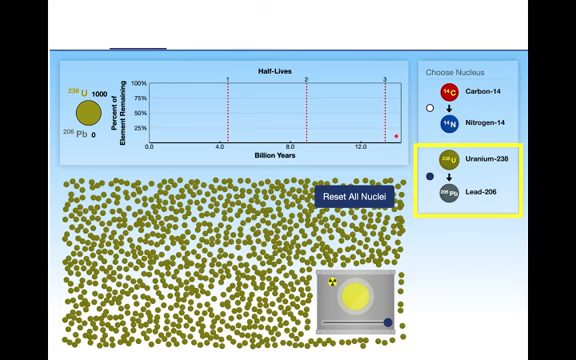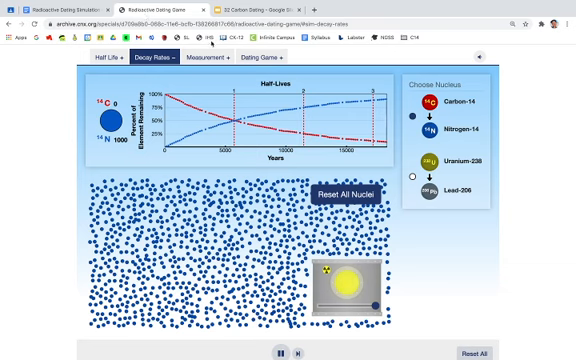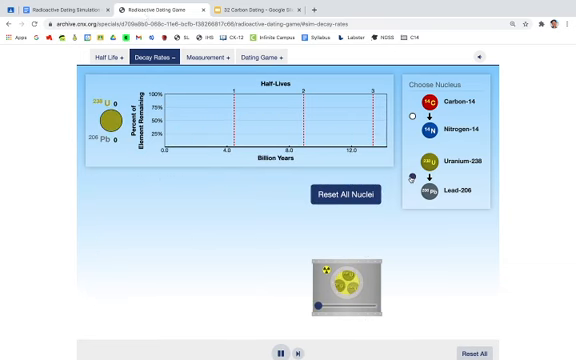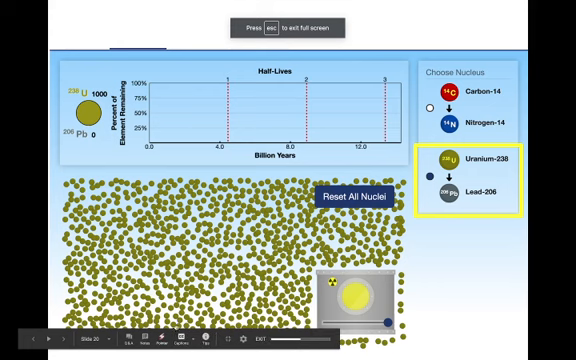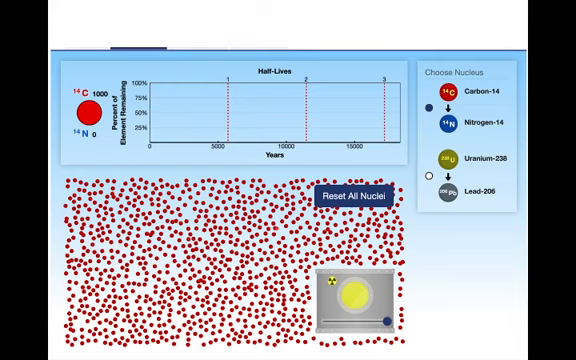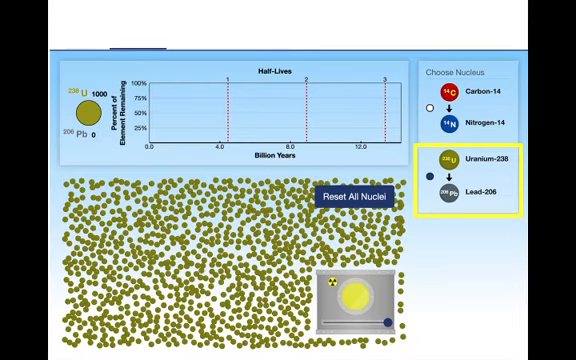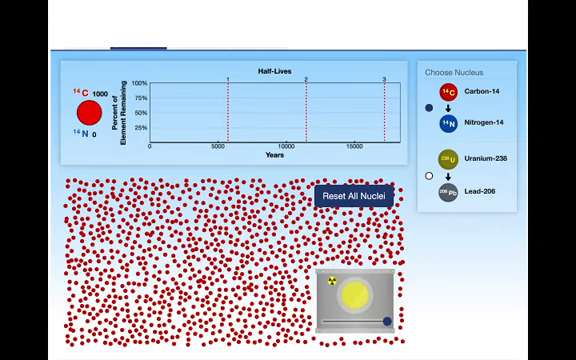Okay, so I'm going to go back to our simulation and let's look at uranium. Okay, so between uranium and our original carbon, so these two, what are some things that we notice? Uranium and carbon, what are some differences? Pause and take a look.